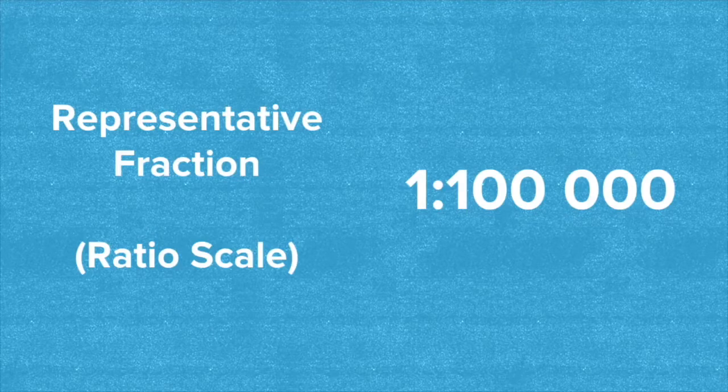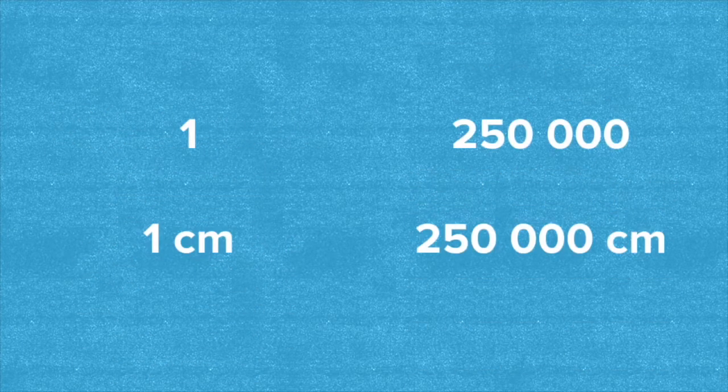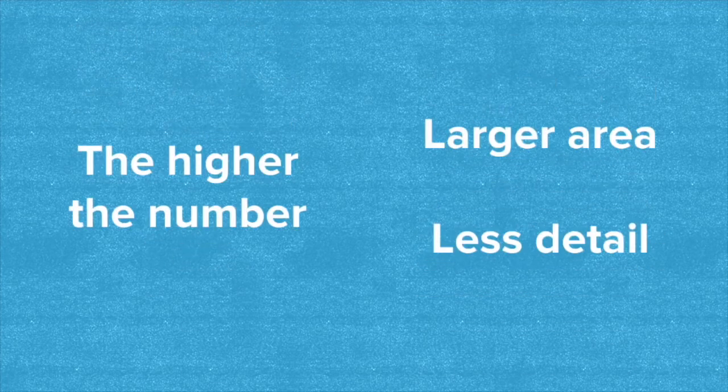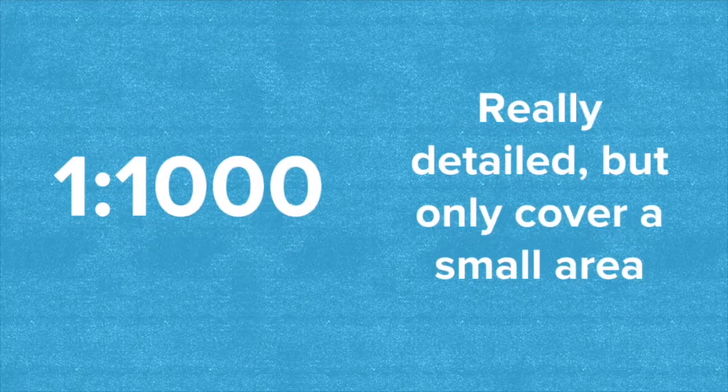Lastly, representative fractions or ratio scales. You might have seen these in maths, where you've got the number on the left, then a colon, then the number on the right. Here it's saying the number on the left is 1 centimetre and the number on the right is equal to 250,000 centimetres. Basically, the higher the number on the right, the larger the area that it's dealing with and the less detail you'll see. So a 1 to 1,000 ratio would be a really detailed map, but only cover a small area.